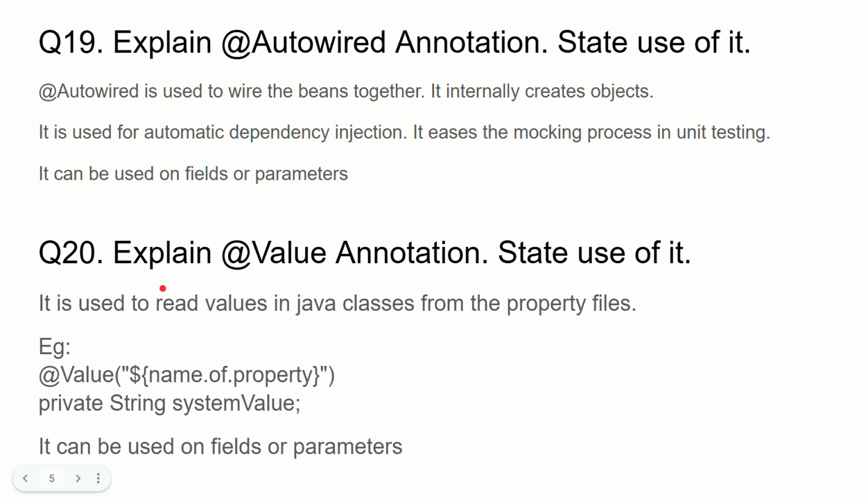Next important annotation is the @Value annotation. It is used to read values in Java classes from the property files. For example, @Value, then we have to give double quotes, a dollar sign, then curly braces, and inside it should be the name of the property. For example, if we want to get the port, then we can use server.port here, and we are storing it in the value, and then this value can be used in the Java program. This annotation can be used on fields and parameters.